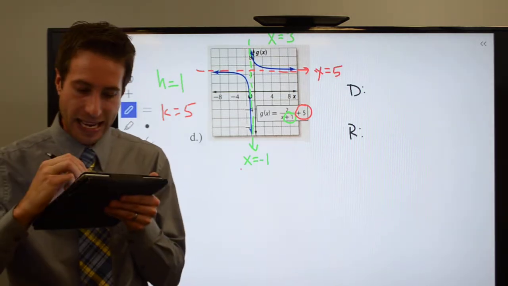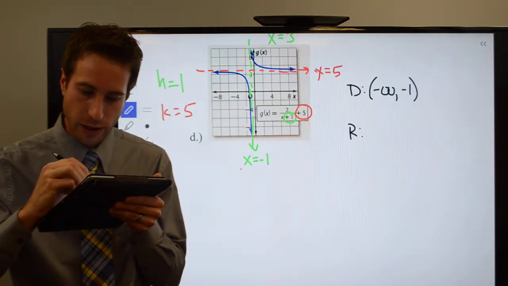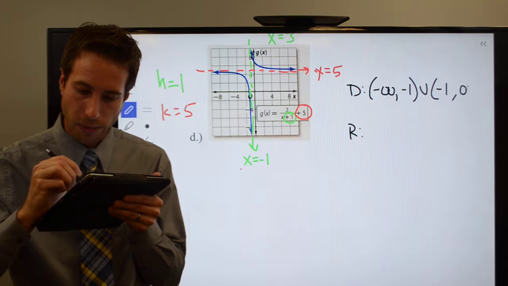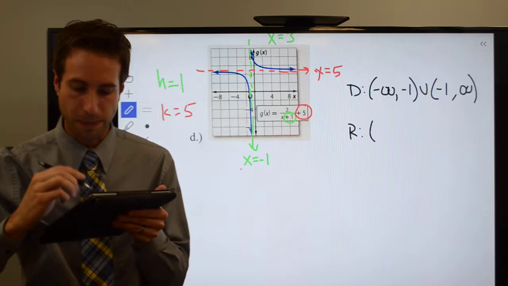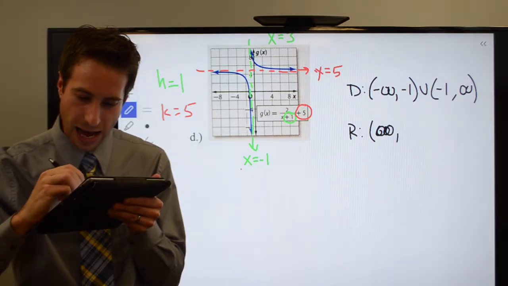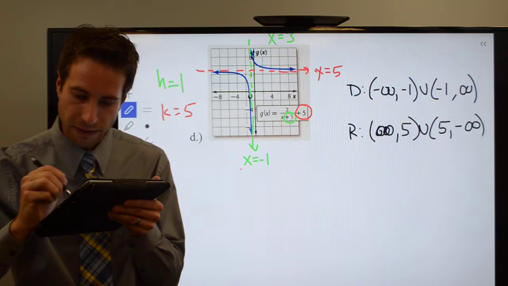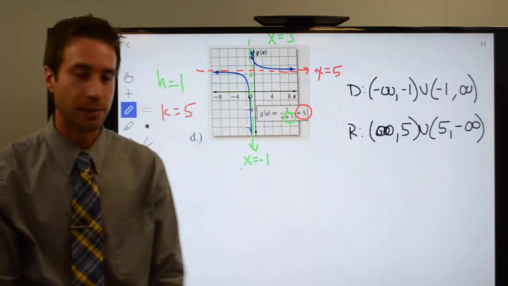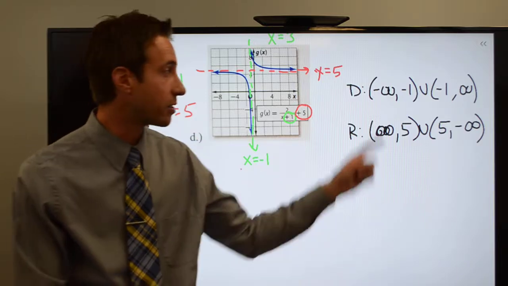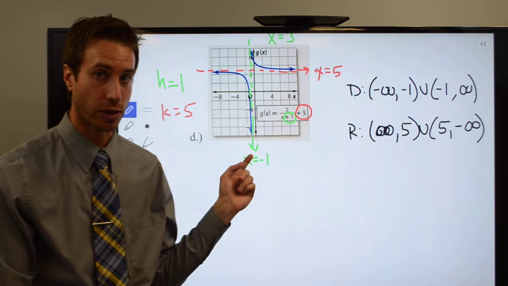All right, domain, again, we read left to right. Negative infinity all the way up to negative 1, union, negative 1 to positive infinity. The range, top to bottom, that's going to be positive infinity, sorry, my infinities are looking a little weird, to 5, union 5 to negative infinity. Again, these just simply tell you it's all real numbers, negative infinity to positive infinity, except for negative 1, because that's where the vertical asymptote is.